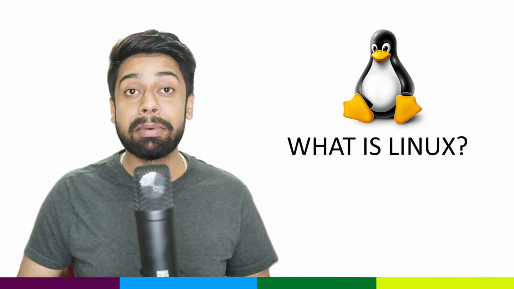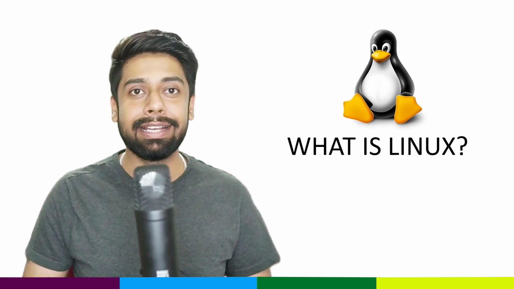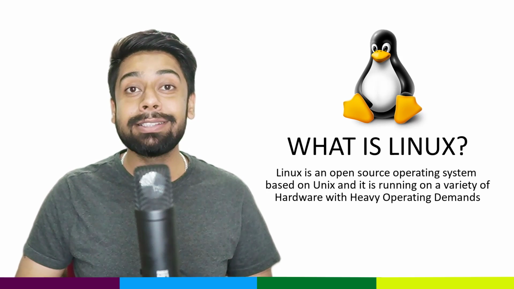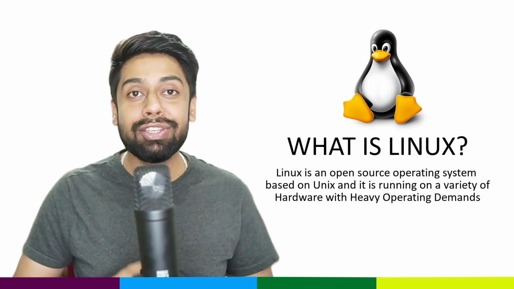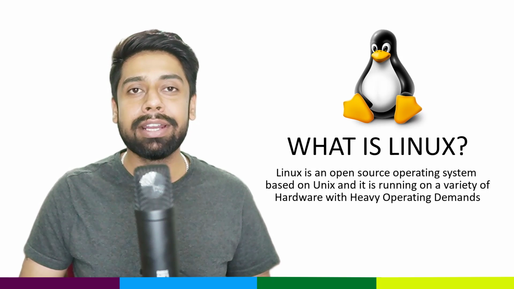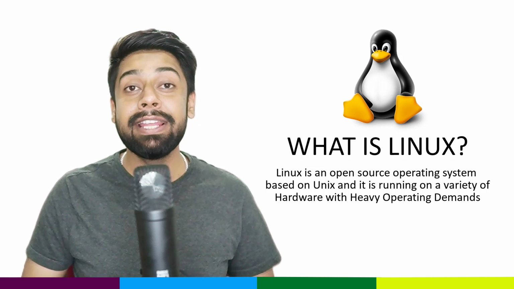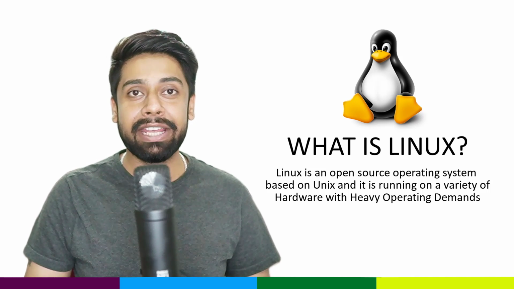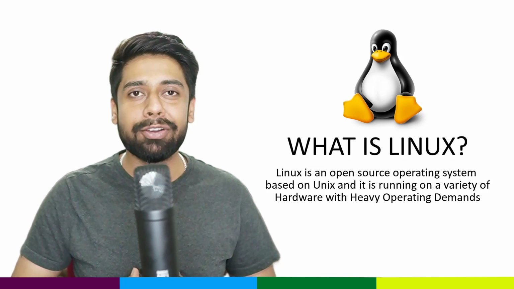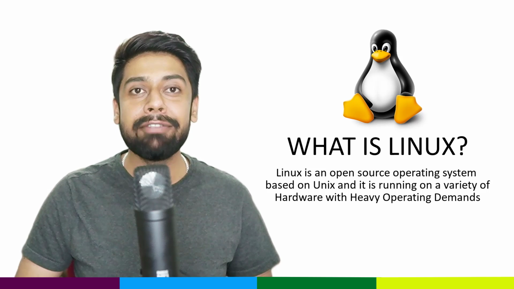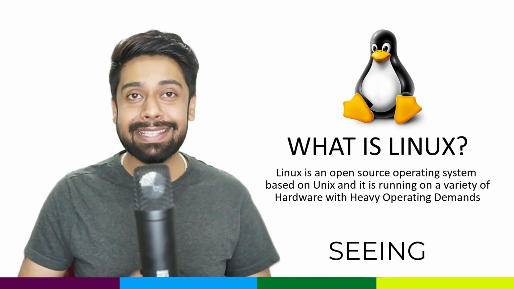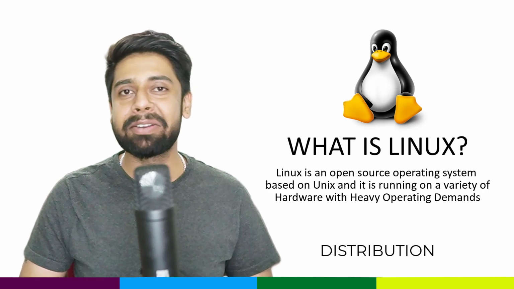If I just want to sum up my definition of what is Linux in short, then I would say that Linux is an open source operating system based on Unix, and it is running on a variety of hardware with heavy operating demands. Now let's try to operate this definition. When I say Linux is open source, then it means you have freedom to do anything with the source code in terms of seeing it, modifying it, and distributing it.